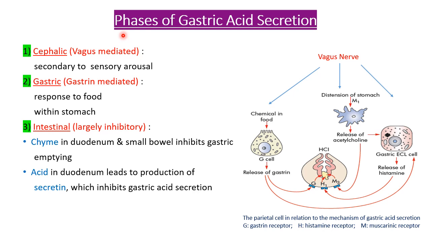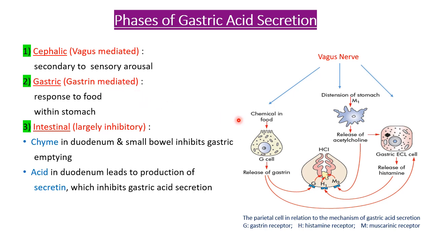Next, all important: the phases of gastric acid secretion. This is a summarized diagram. There are 3 main phases. First of all, the cephalic phase, which is vagus mediated. It is secondary to sensory arousal, the sight of food, the smell of food. This will be by the vagus. The second phase is the gastric phase. And this is gastrin mediated. It's the gastric phase but mediated by gastrin.